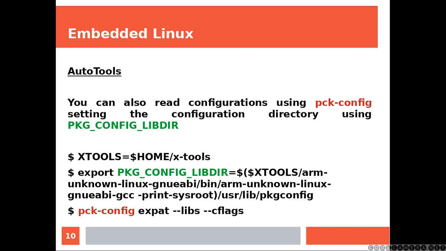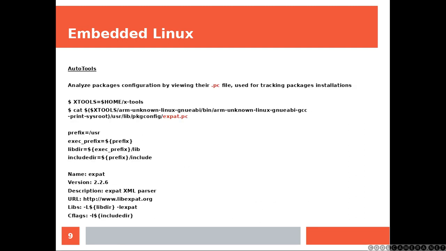You can also read configurations using pkg-config, setting the configuration directory using PKG_CONFIG_LIBDIR. Right? So I'm setting my Xtools on, and then I'm exporting the PKG_CONFIG_LIBDIR. And finally, I'm running the pkg-config. And the output is going to be exactly the same that we got for the previous step. Right?